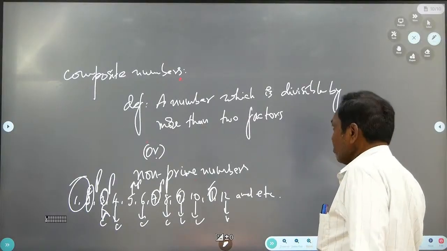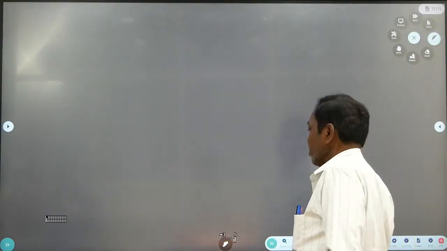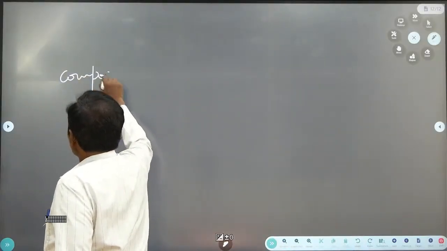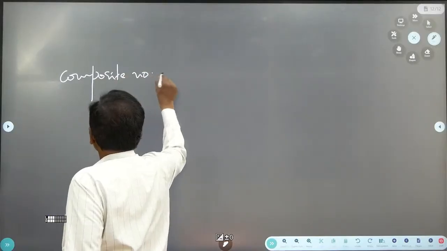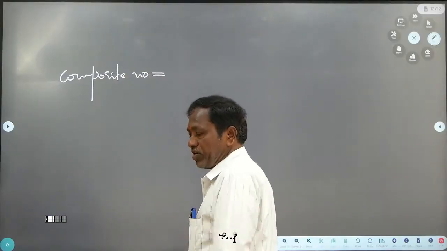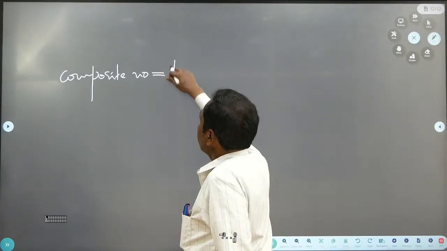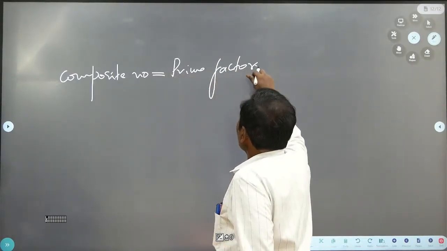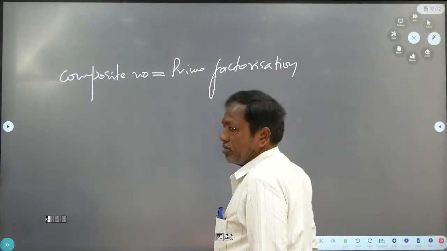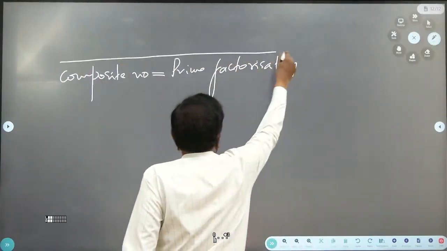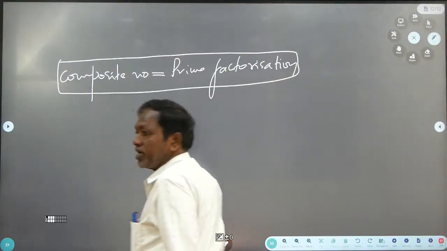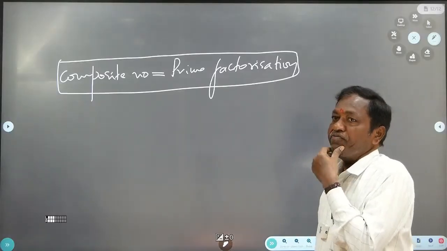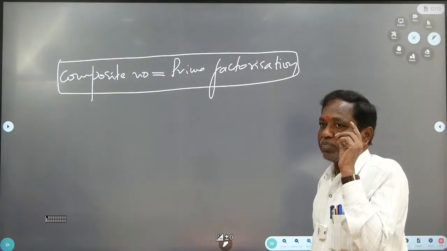Next, a composite number is equal to its prime factorization. This is another property, put it in a rectangular box. A composite number is equal to prime factorization, not prime numbers. It's not a product of primes.